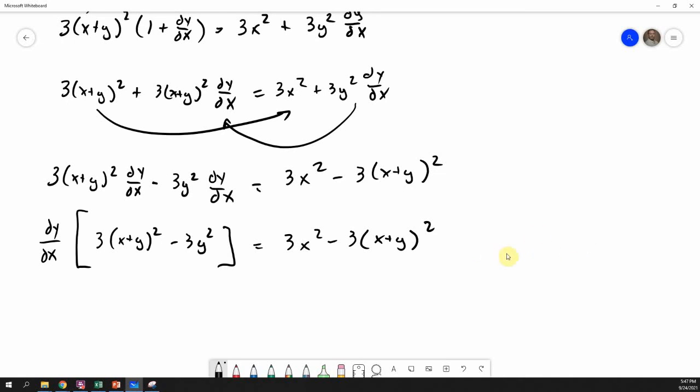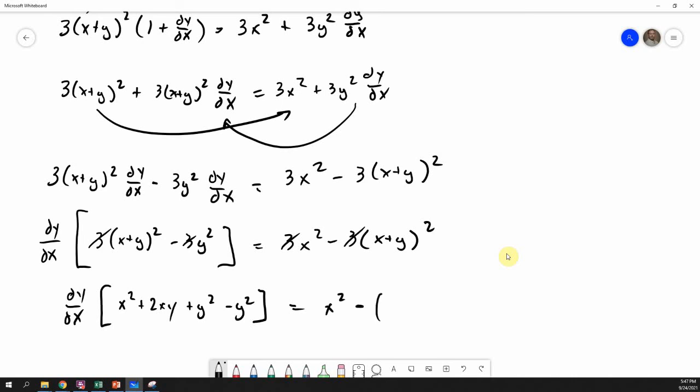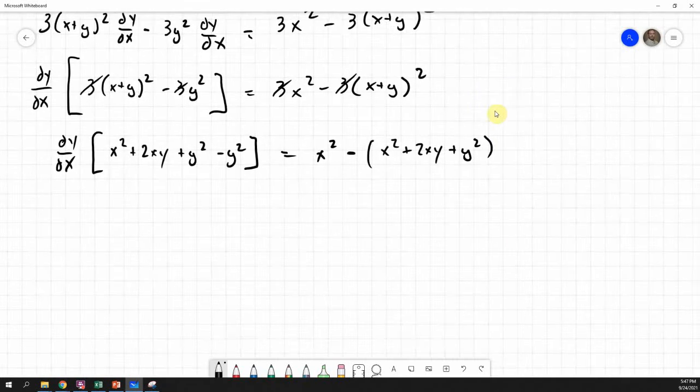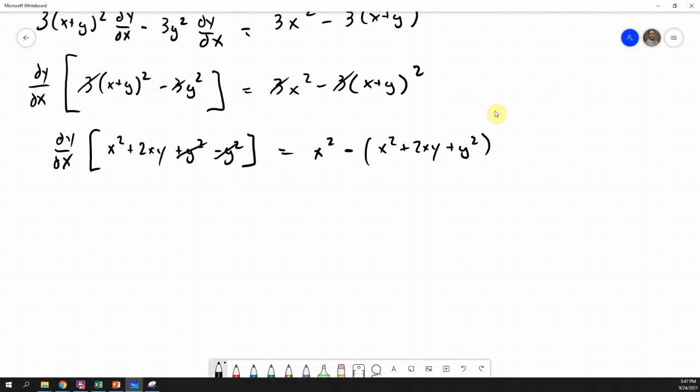All right, now, I don't know if you noticed this or not, but there's a 3 in all of those. So I can factor the 3's out and actually cancel them. So I wind up with dy dx times x plus y squared, which is x squared plus 2xy plus y squared, and then minus y squared, equals x squared minus, and then I'm going to factor that, x squared plus 2xy plus y squared. So, notice those y squareds cancel out.